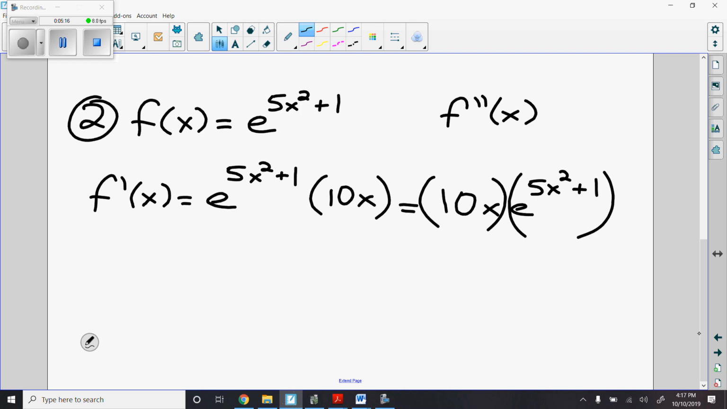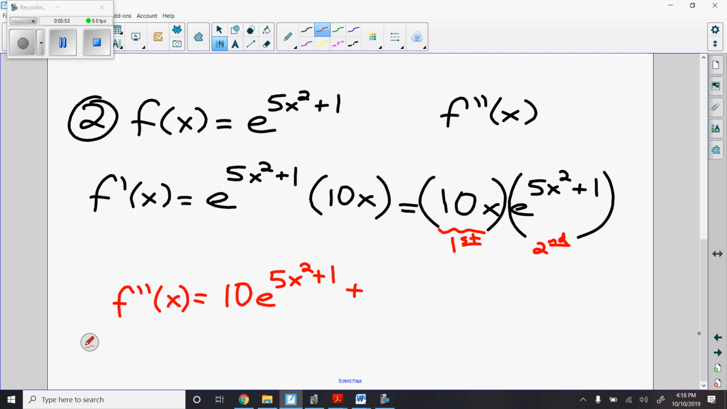So to do the second derivative here, I'm going to need to use a product rule. And that product rule is also going to be hybrid because I'm going to have a chain rule as part of it. So again, I'm going to think of this as my first. And this is my second. So f double prime of x will be the derivative of the first, which is 10, times the second, which is e to the 5x squared plus 1. Derivative of the first times the second, plus the first times the derivative of the second.